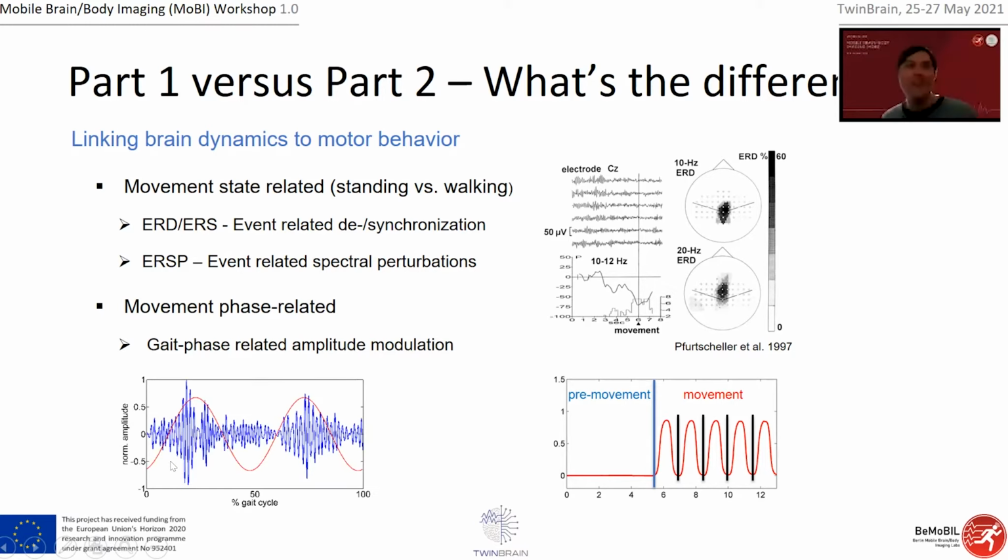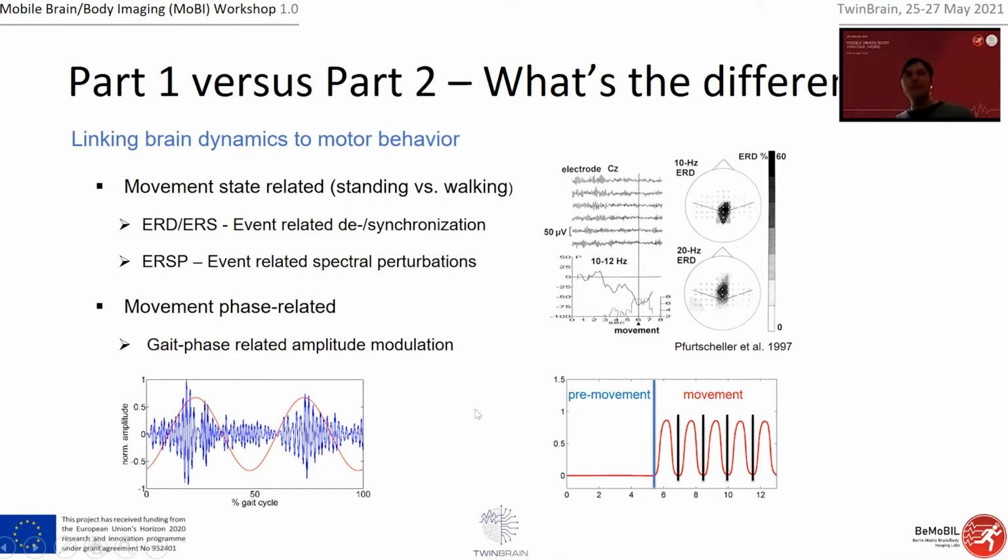And with gait phase related activities, one could have the hypothesis, okay, if you have these gait cycles and gait phases, then what we might expect is that the oscillation, at a certain frequency, is co-modulating within this gait cycle. I try to replicate these results today with you.